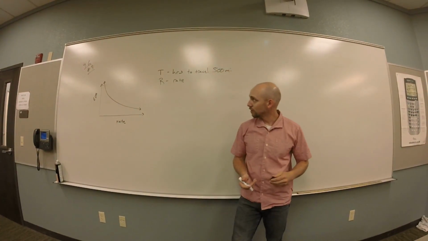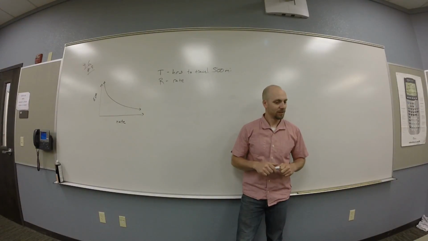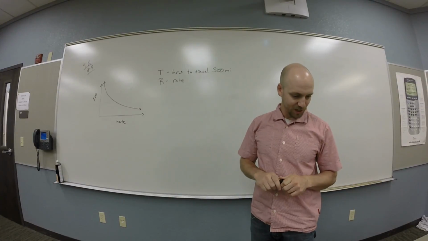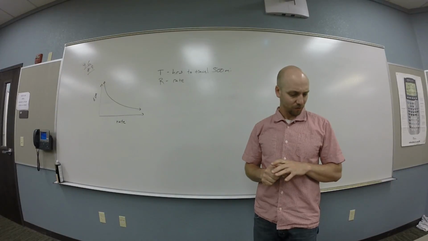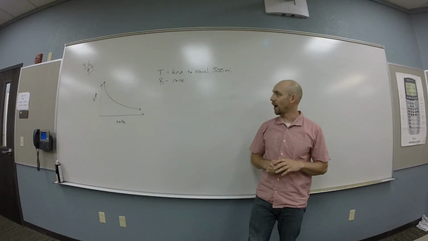So we want to talk about number 9 out of 9.6. What is this thing actually asking? So they tell us the relationship between time t in hours, probably, right, to travel 500 miles, and the rate r in miles per hour.